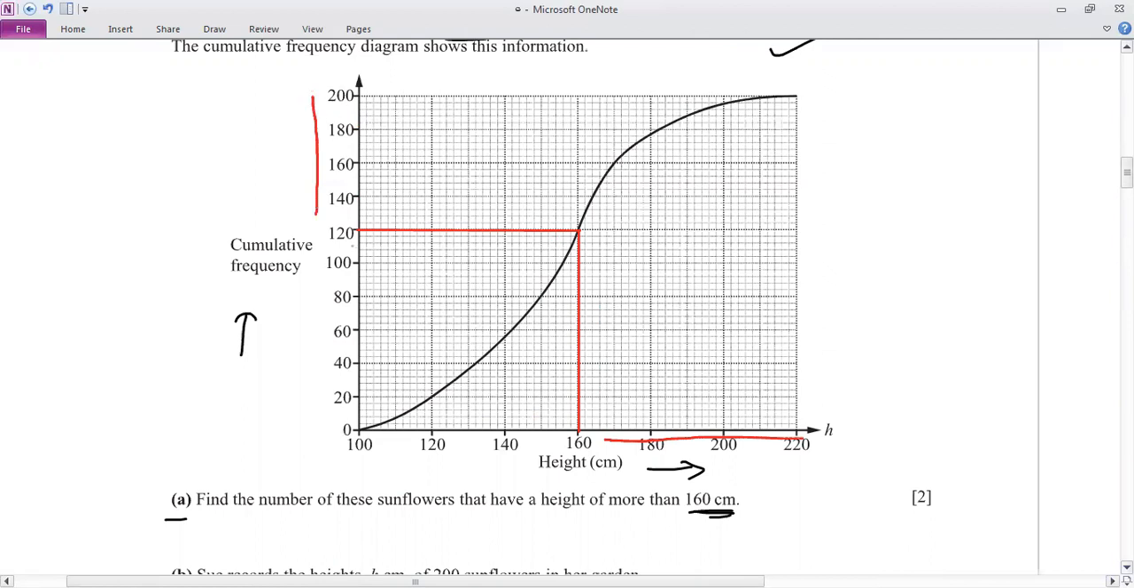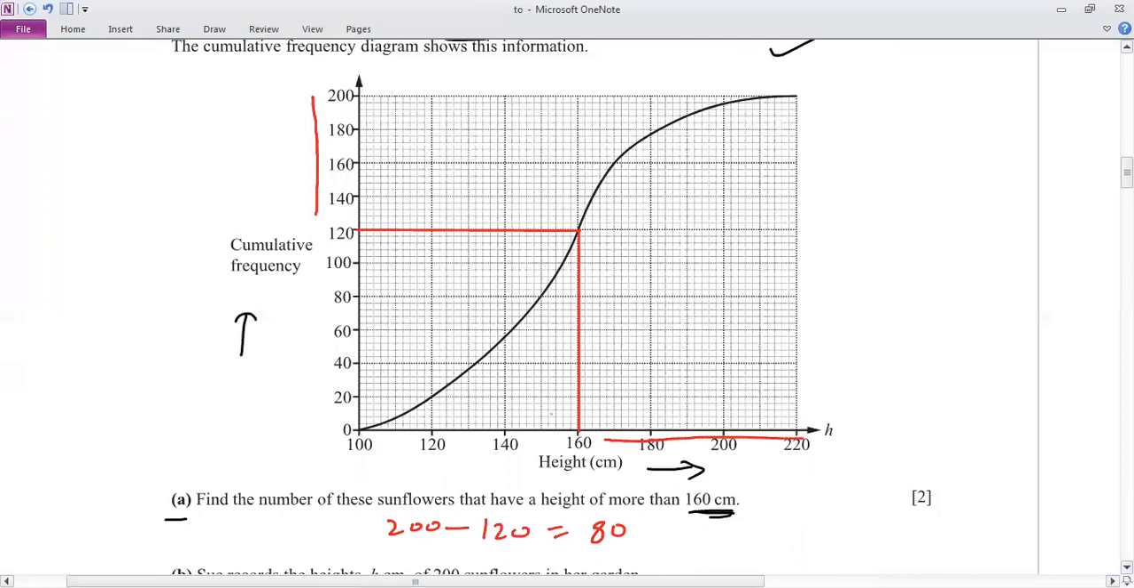Total are 200. Out of 200, 120 are less than, their height will be less than 160. So more than 160 will be total minus those which have a height of 160 or less. So it is 120. So 80 sunflowers have a height of more than 160.